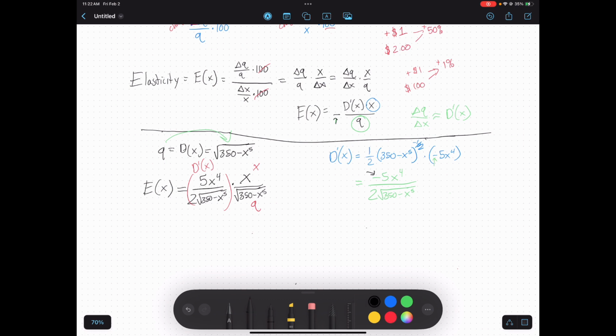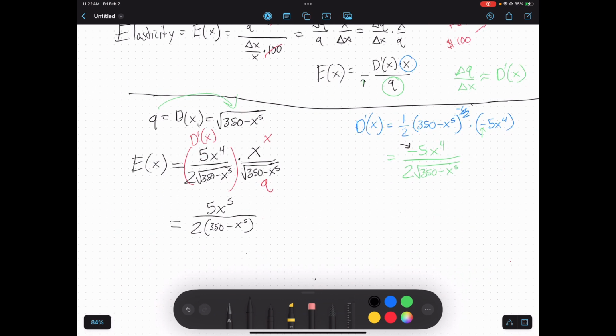Let me simplify that a little bit. 5x to the 4th times x gives me 5x to the 5th over, what happens when I have root (350 minus x to the 5th) times root (350 minus x to the 5th)? You get a square root that's squared, and I'm left with 2 times (350 minus x to the 5th). The square roots go away because you're multiplying the same thing by itself. There's my elasticity function.